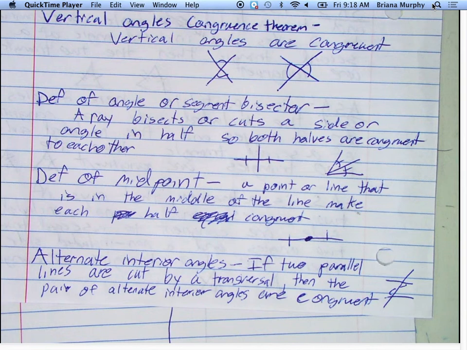Okay, and finally, guys, there is alternate interior angles. If two parallel lines are cut by a transversal, then the pair of alternate interior angles are congruent. And you do want to draw the pictures next to them, guys. I really do think they will help.